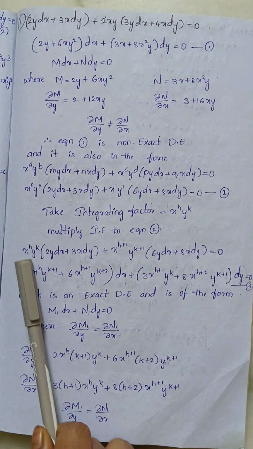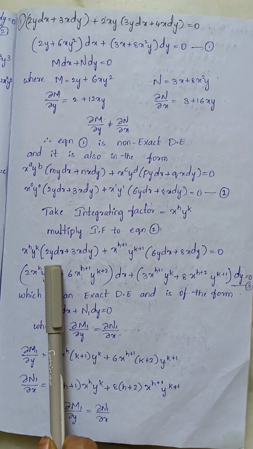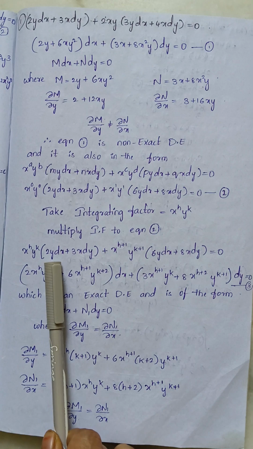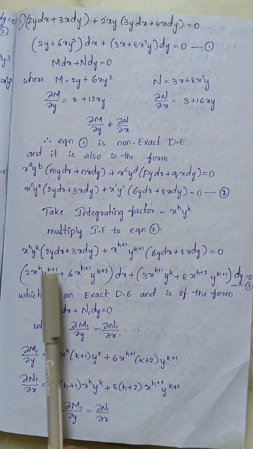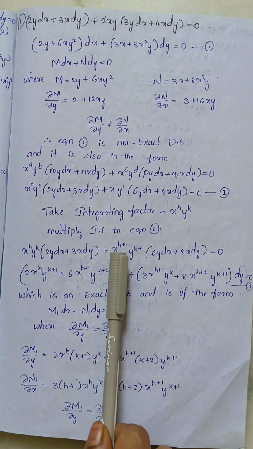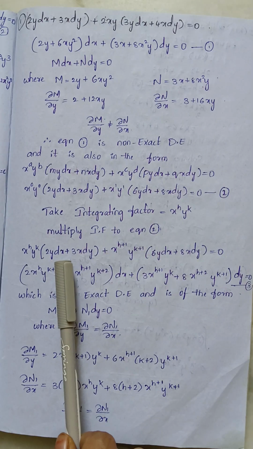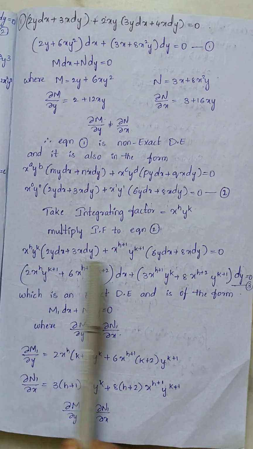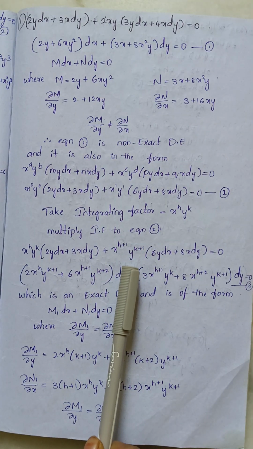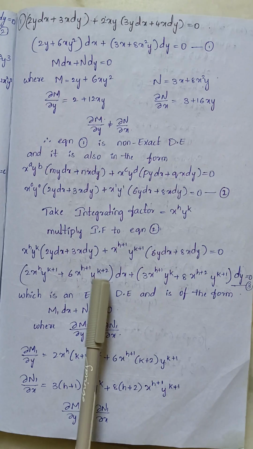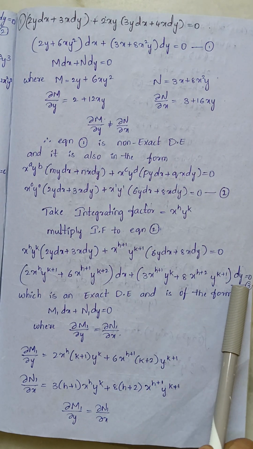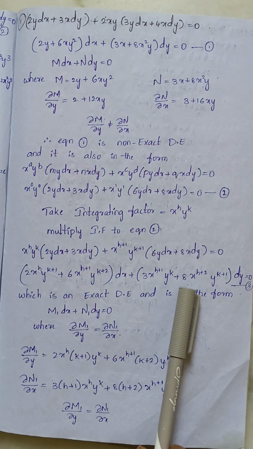Next, multiply for each term. Here x^h, there is no x term, so x^h times 2. Here y^k times y^1 gives y^(k+1) into dx. Similarly we can take the second term, and similarly we can multiply for each and every term. Then take dx common, and take this term 6x^(h+1) y^(k+1+1), that means y^(k+2). Now similarly we can take dy as common, which gives an exact differential equation.